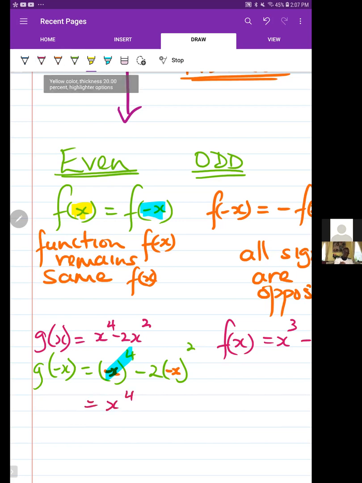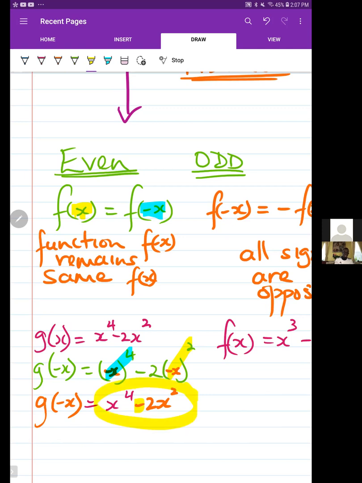I take negative x and I square it, and that gives me positive x squared. So this still remains minus 2x squared. So g of negative x has the same equation here as my g. Let's do a different color. So g of negative x is exactly the same function as g of positive x. And if that's the case, then we have an even function.